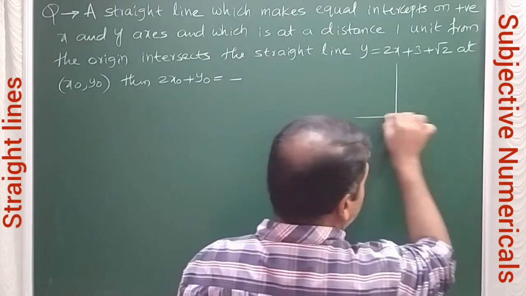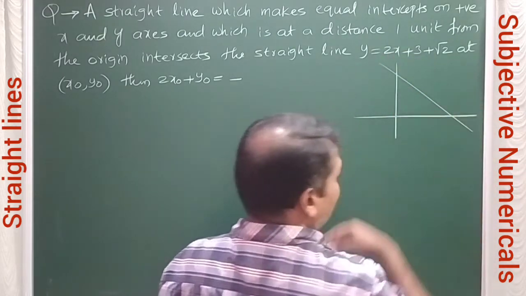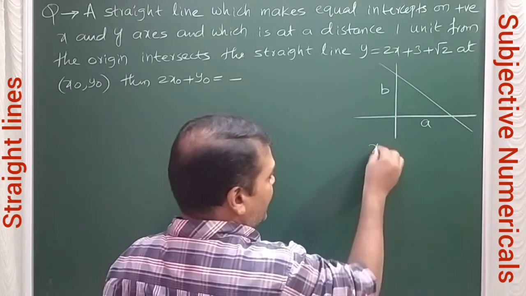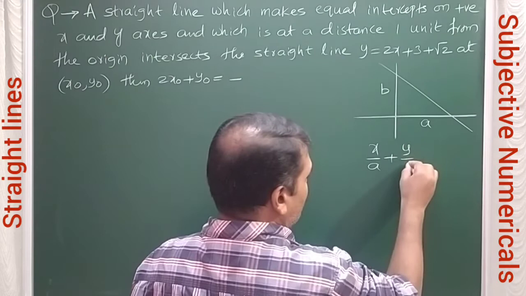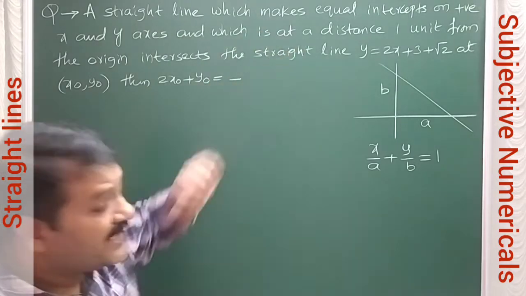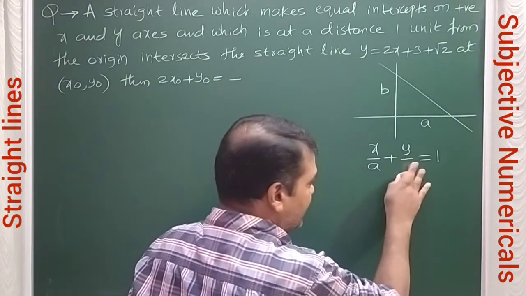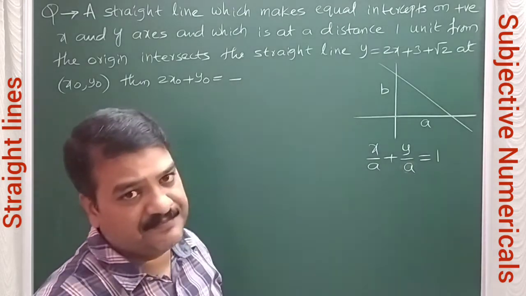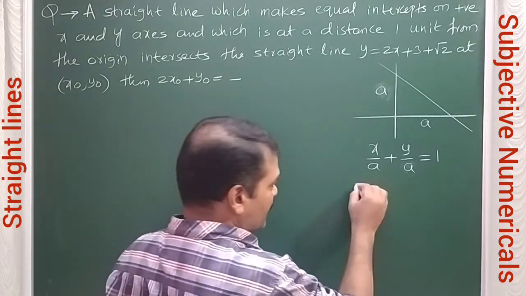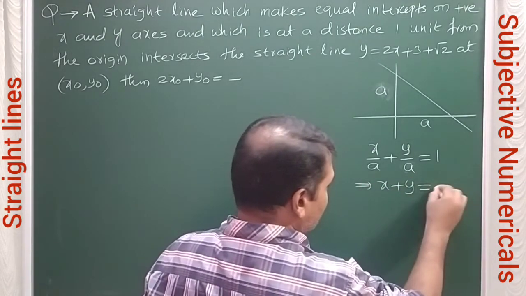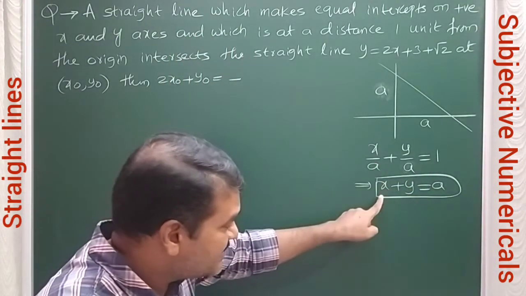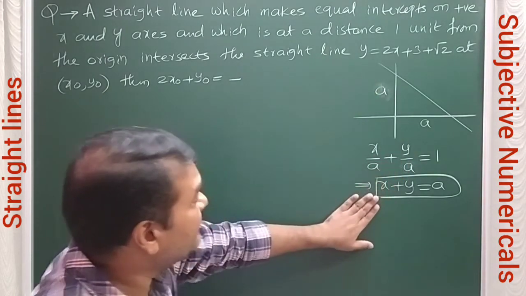So when we take the intercept form of the equation of the straight line, if this is the x-intercept and this is the y-intercept, x by a plus y by b is equal to 1 is the intercept form of the straight line. When it is making equal intercepts, we can take a instead of b. So I can take the intercepts to be equal like this. Then the line will be x plus y is equal to a. Okay, so the line which makes equal intercepts on the positive axis can be taken like this.